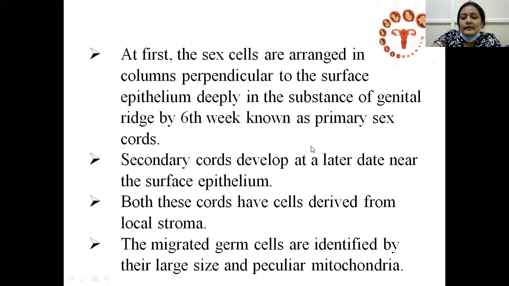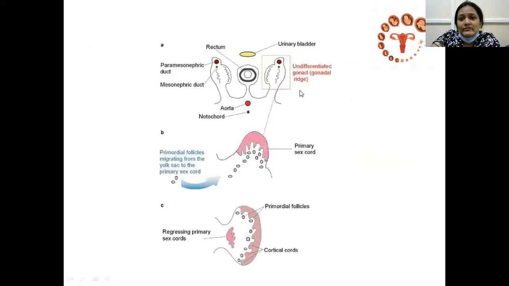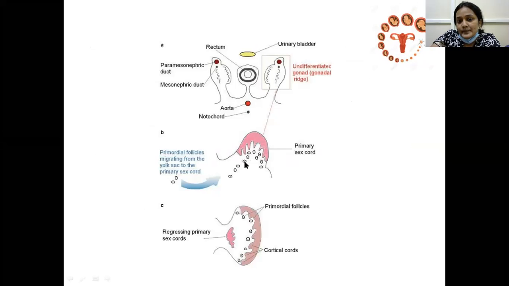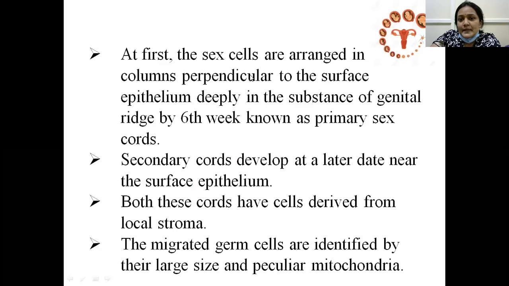At first, there will be stromal development, that is, the sex cords are developed. These primordial germ cells are migrating from the yolk sac to the genital ridge, and there will be primary sex cord development. That means the stroma and the cells in the mesothelium develop into the primary sex cords. These primordial germ cells arrange themselves into the primary sex cords. These primary sex cords are arranged in columns perpendicular to the surface, deeply in the substance of the genital ridge, by the sixth week itself.